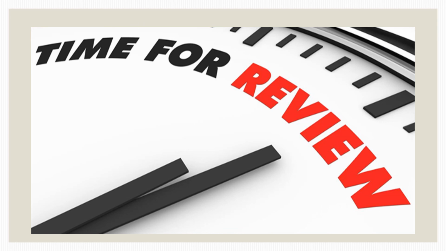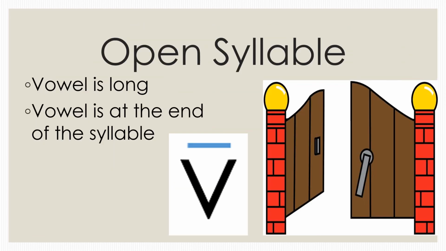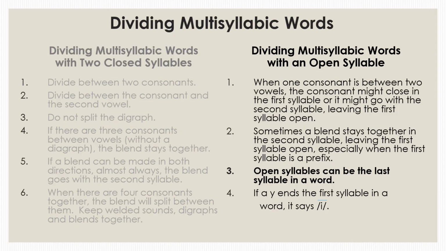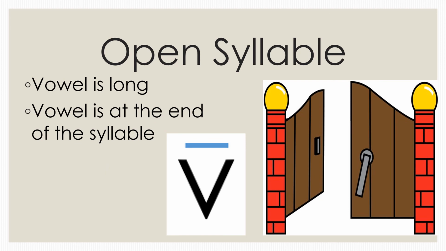Before we finish, we need to review. Open syllables have a long vowel at the end of the syllable. There is a new rule that says open syllables can be the last syllable in a word. There is a new rule that if a Y ends the first syllable in a word, it says I. Now you are ready to practice dividing multisyllabic words with open syllables.